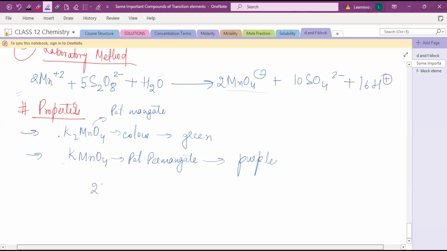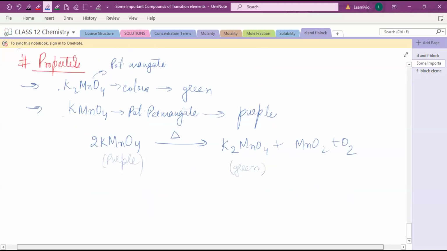Okay, so see this reaction, KMnO4. When you heat this potassium permanganate, it will convert into potassium manganate, which is K2MnO4, plus you will get pyrolusite ore, MnO2, plus O2. That's when you give some heat. So this potassium permanganate, which is purple in color, will convert into a green-colored substance, which is potassium manganate.